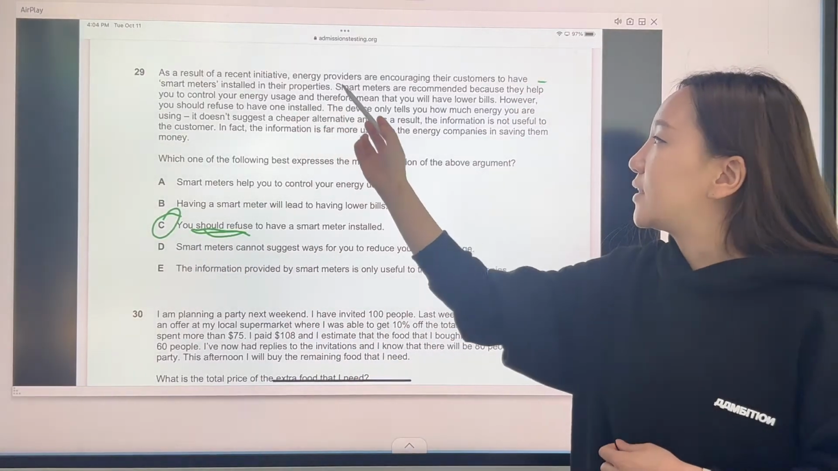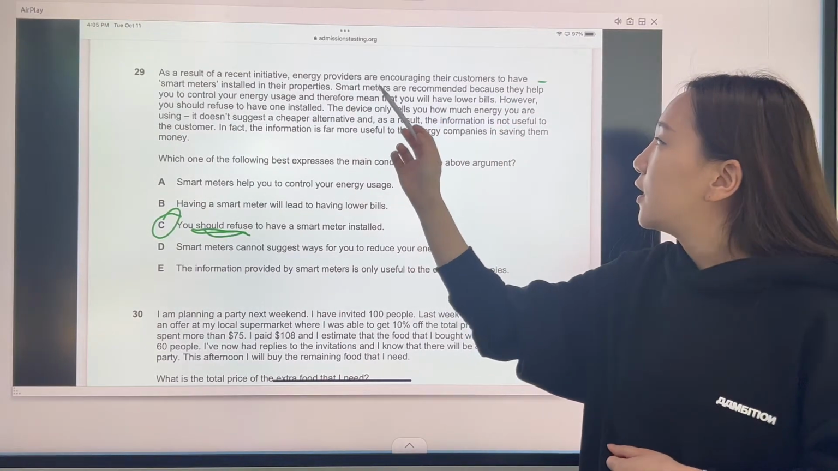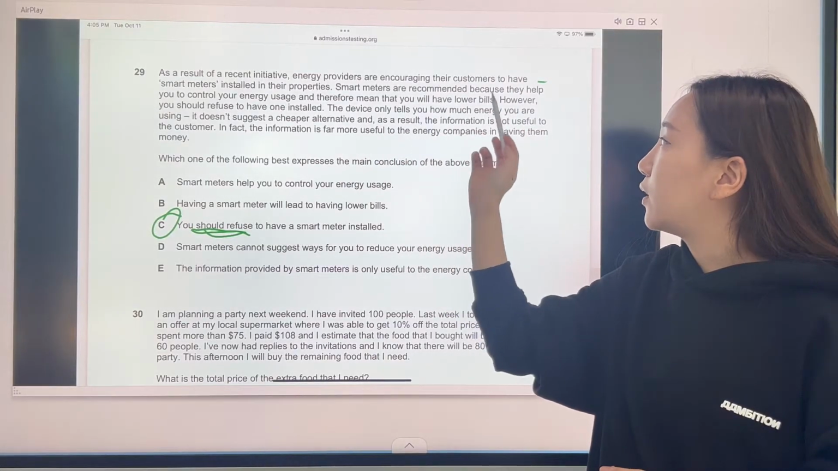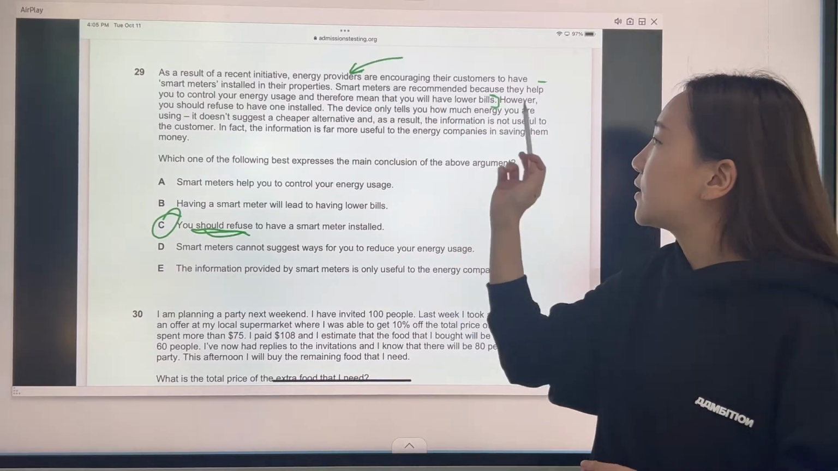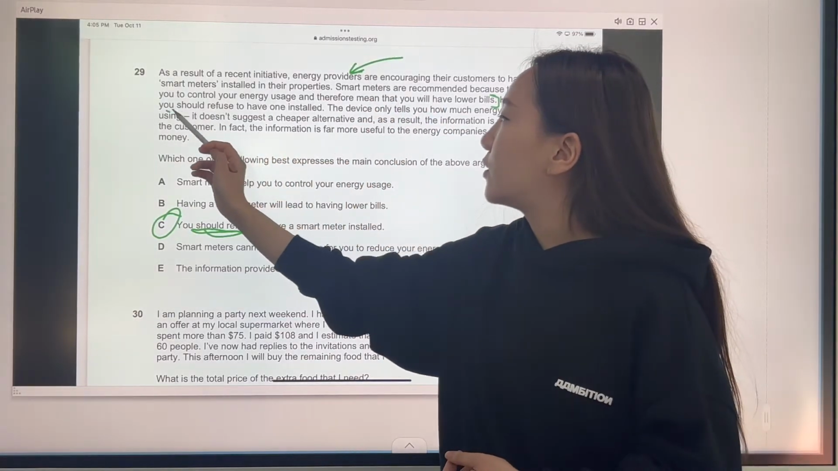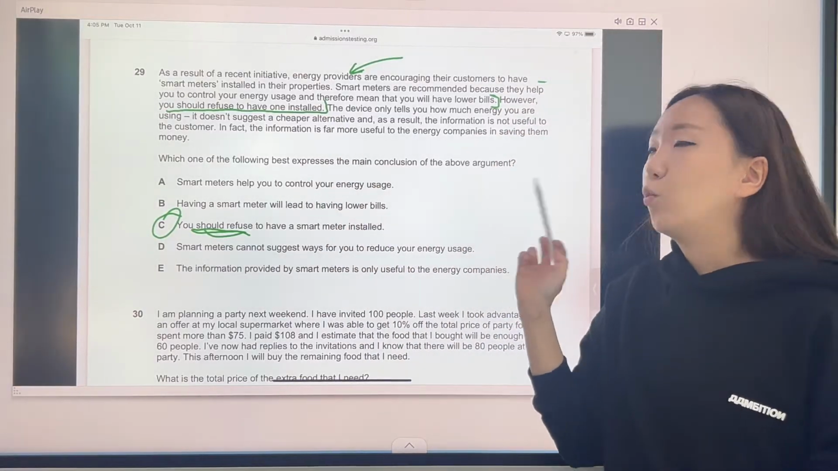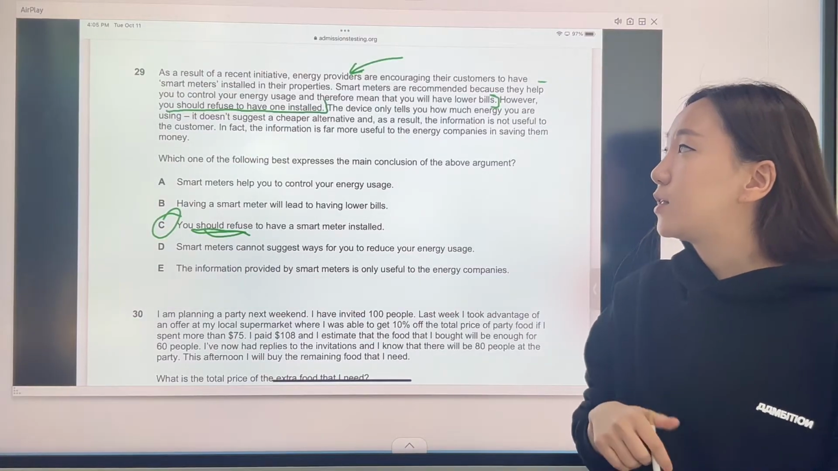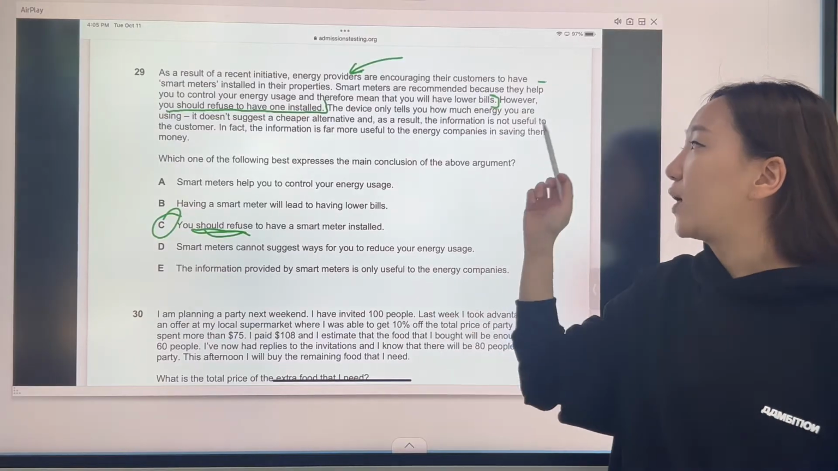As a result of a recent initiative, energy providers are encouraging their customers to have smart meters installed. Smart meters are recommended because they help you to control your energy usage, and therefore you'll have lower bills. So that is, again, introducing comment. However, you should refuse to have one installed. There we go. And then they're going to explain why. And we know the next part will, because they haven't yet explained why they don't think we should have one installed. They've just said the reason why people are saying we should, and then it's going against it.